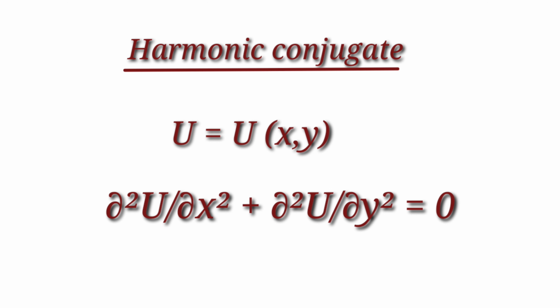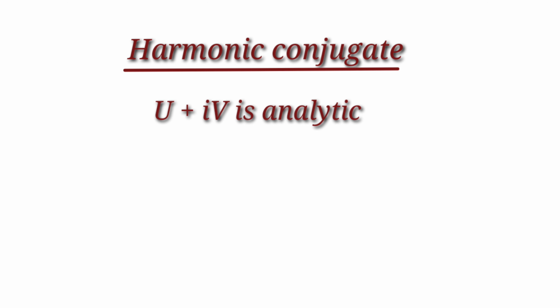Next, let me explain what is harmonic conjugate. The harmonic conjugate of a given function u of x, y is a function v of x, y such that u plus iv is analytic. We say u and v are conjugates of each other. That is, v is the harmonic conjugate of u and u is the harmonic conjugate of v.